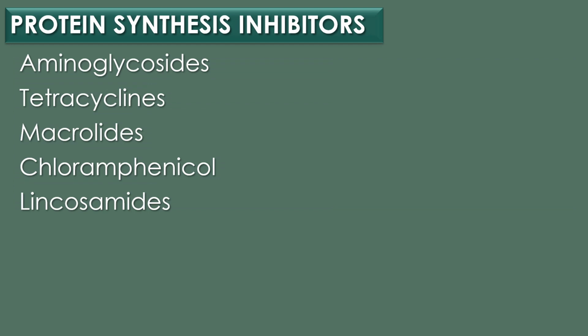The next category of antibiotics is protein synthesis inhibitors. Under this category, 5 groups of antibiotics are present. The first group is aminoglycosides, the second group is tetracyclines, the third group is macrolides, the fourth group is chloramphenicol, and the fifth group is lincosamides.